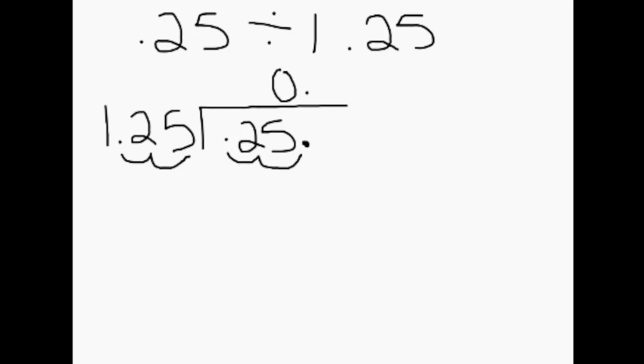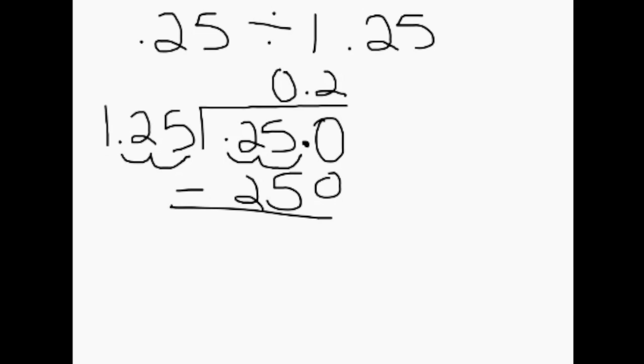Once we've done that, we go ahead and add another 0 here and ask the question again, how many times does 125 go into 250? It goes in twice. Multiply that out and we get 250. This is very simple for us to do today, and we get 0 here. So when we've done 25.25 divided by 1.25, we get 0.2. It's a very small number, 2/10.